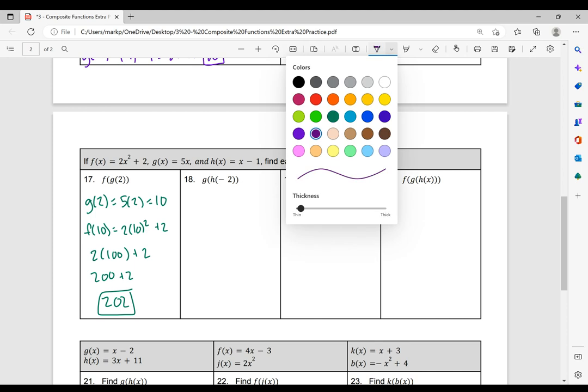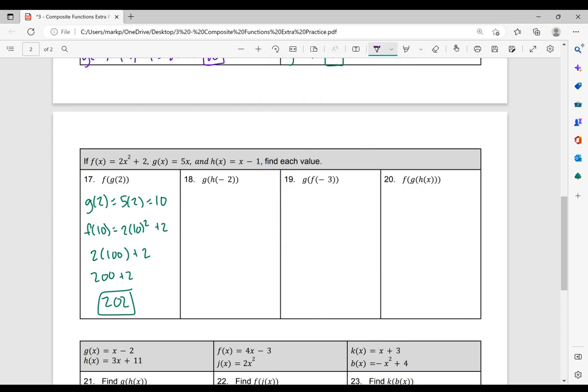All right, on to the next one. g of h of -2. So let's start with h of -2. So -2 minus 1, which is -3. So now we're going to do g of -3. So 5 times -3, which is -15.